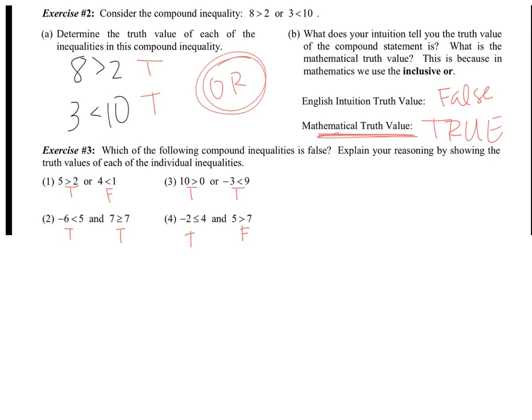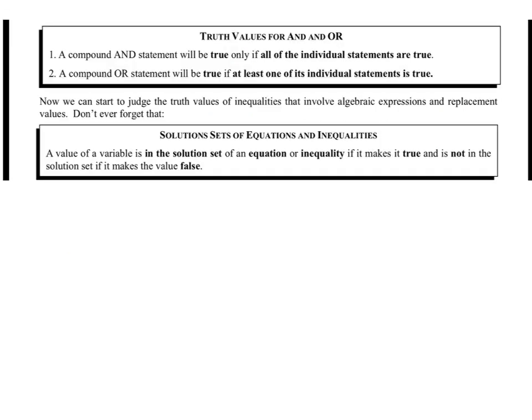So looking at this, I have the word or. Remember, only one of them has to be true in order for the entire thing to be true. So this one is not false. That one is true. Again, only one of them has to be true, so it's not that one. With and, both have to be true, which both of those are. And this one is and, and one of them is false, so that one is false overall. A compound statement with the word and will be true only if all parts are true, or with or, at least one of them has to be true.